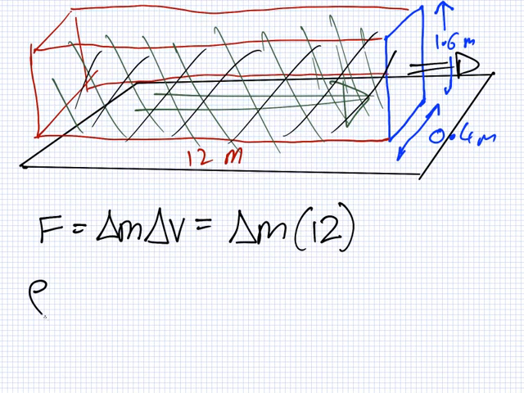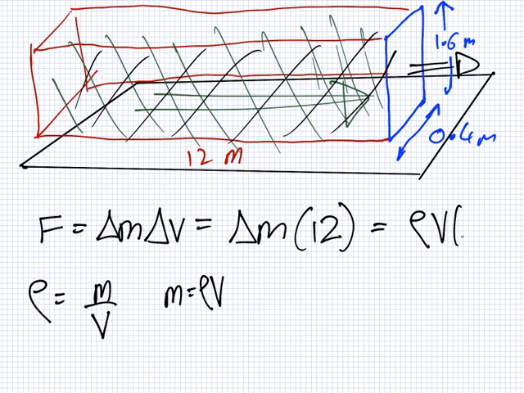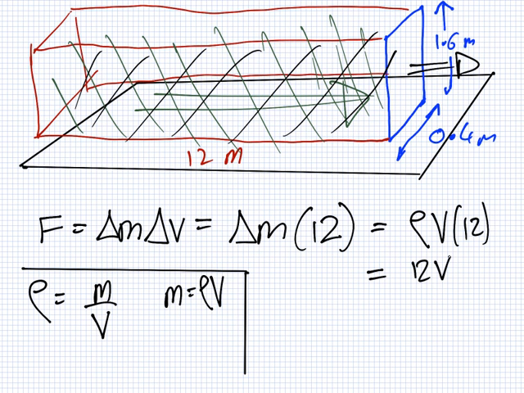What's the formula for density? Mass over volume. Yeah. So then mass equals density times volume. So then this formula now becomes density times volume times 12. Now I told you what the density of the air is in the question. What is it? It's just 1 kilogram. It's quite light. So it's just 12V.